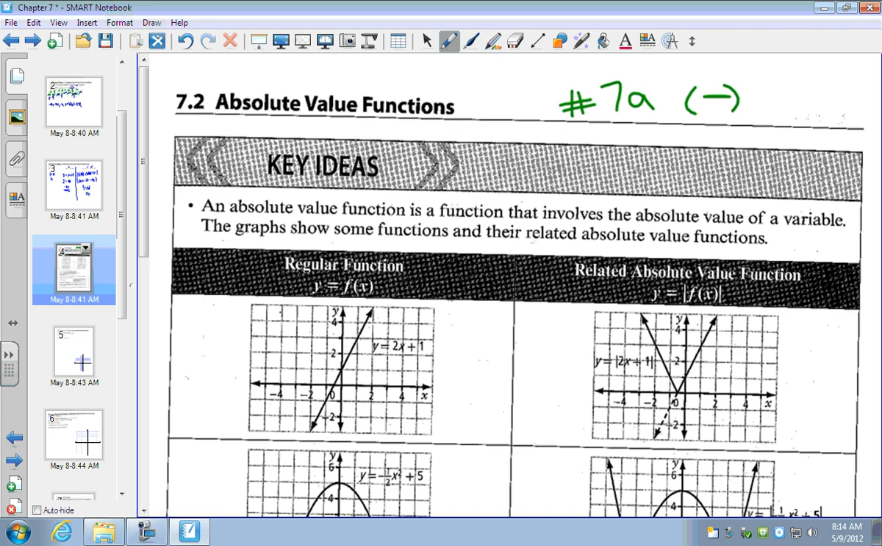Okay, an absolute value function is a function that involves the absolute value of a variable. So we're dealing with functions. We're going to have y equals, and we're going to have graphs. The graph shows some functions and their related absolute value. Here's a graph of a linear function, and here is its absolute value.